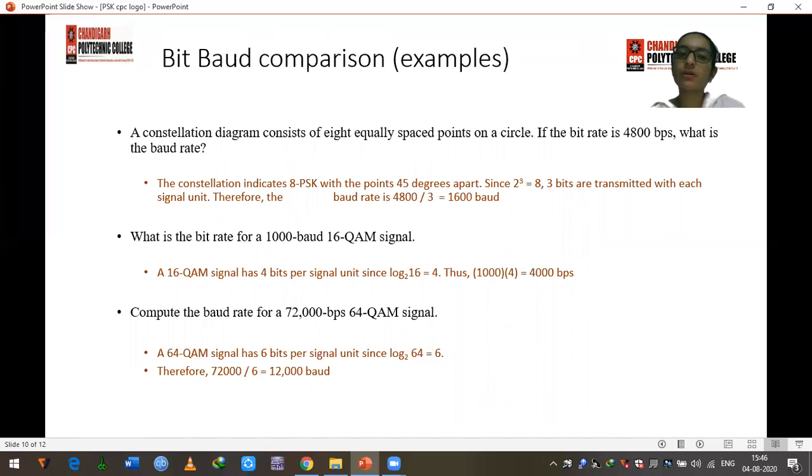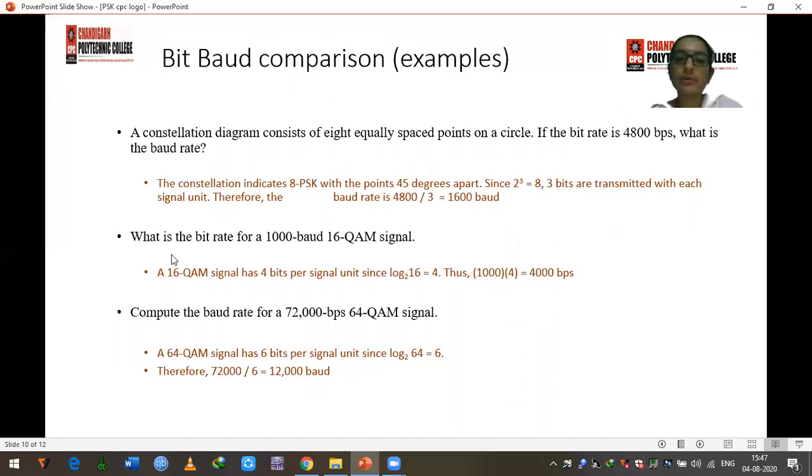Let us take an example: a constellation diagram consists of 8 equally spaced points on a circle. If the bit rate is 4800 bps, what would be its baud rate? We already studied that it will be 3 times. So the constellation indicates 8 PSK with the points 45 degrees apart. Since 2 raised to power 3 is 8, 3 bits are transmitted with each signal unit. Therefore, the baud rate will be 4800 divided by 3, which is 1600 baud.